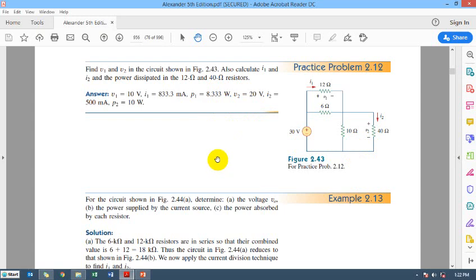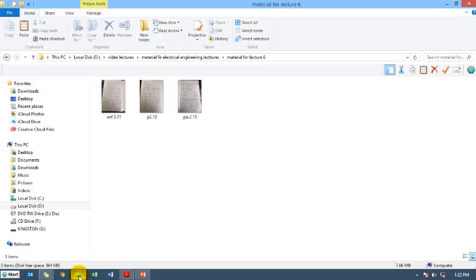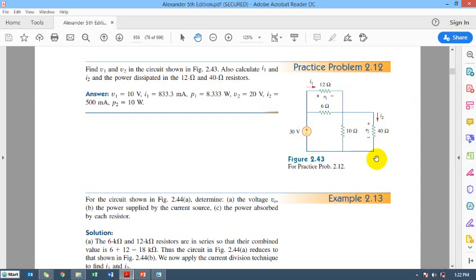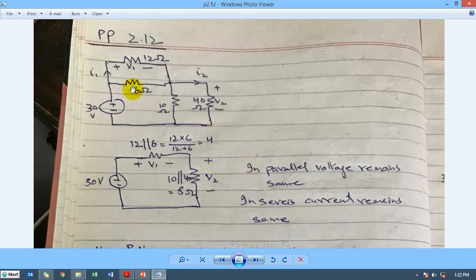Okay, I will show you 2.12 again here. I will zoom in for you. This is the original circuit. What do we have to find? We have to find V1 and V2, and also P1 and P2, the power dissipated on these two resistances, and the currents through these two resistances, I1 and I2. Here I have solved all these things. This is the original circuit diagram with V1 and V2. It is very obvious that these two resistances are in parallel.